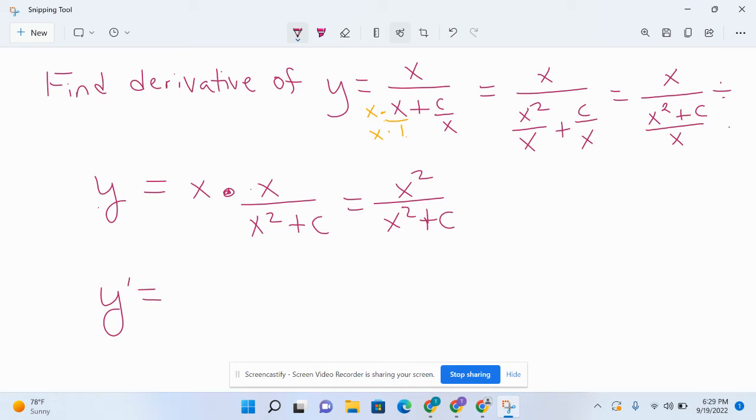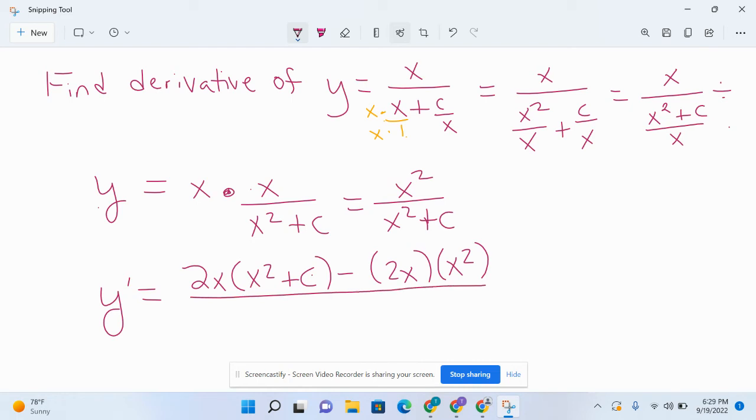So y prime, okay, quotient rule: derivative of the top, which is 2x, times the bottom, which is x squared plus c, minus the derivative of the bottom. The derivative of that constant would just be 0, so the derivative of the bottom is 2x, times the top, which is x squared, all over the denominator, which is x squared plus c, squared.